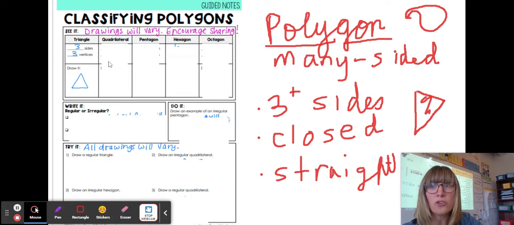So here you'll notice that your drawings, when we get to your notes here, might look a little bit different than mine, and that's 100% okay, so long as it fits the features, so long as it's still a true statement.